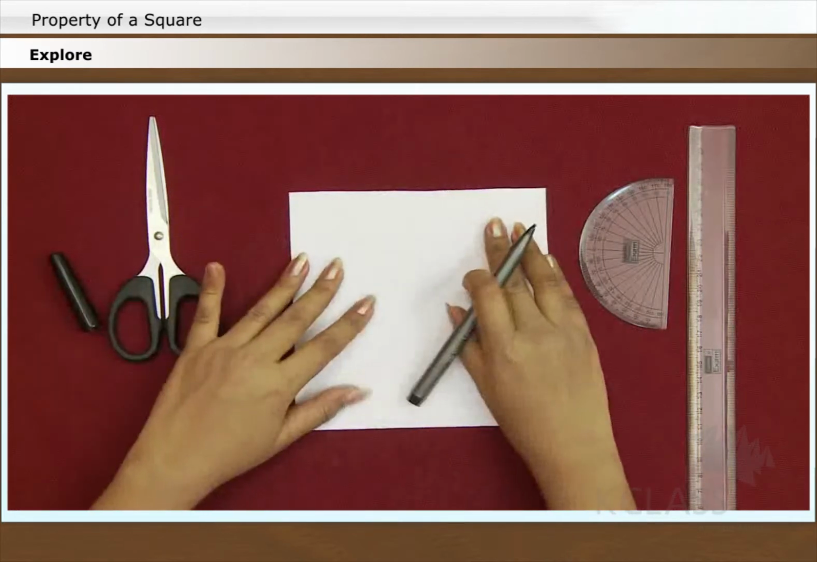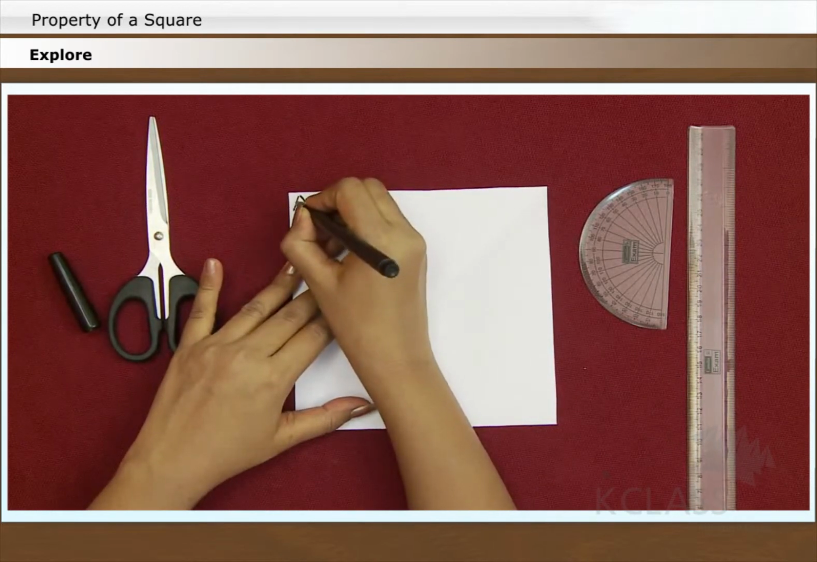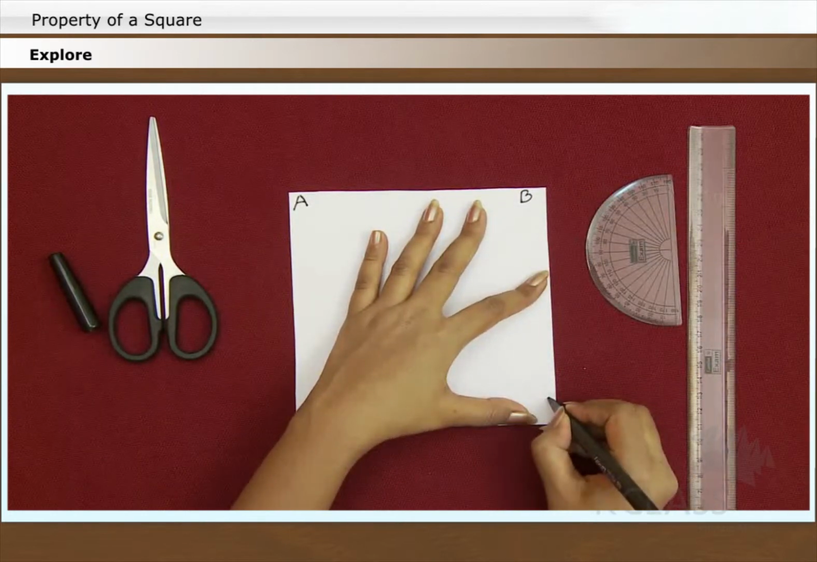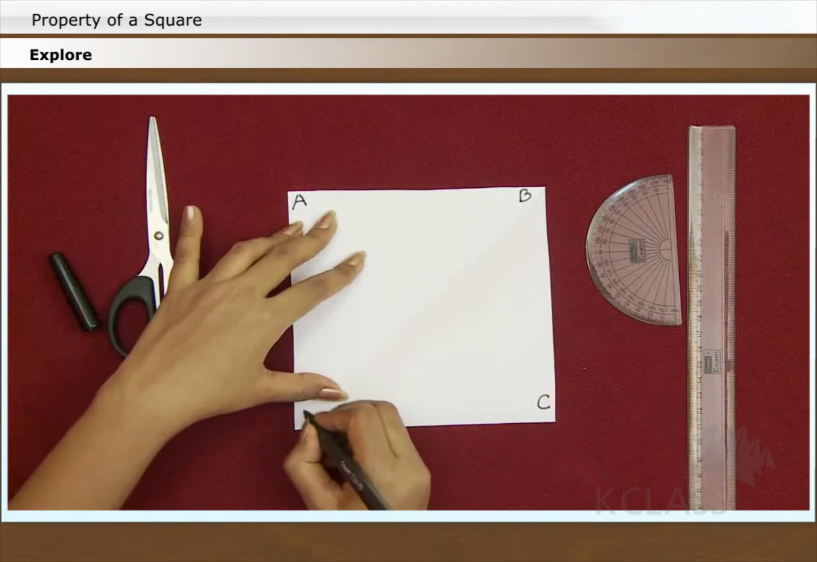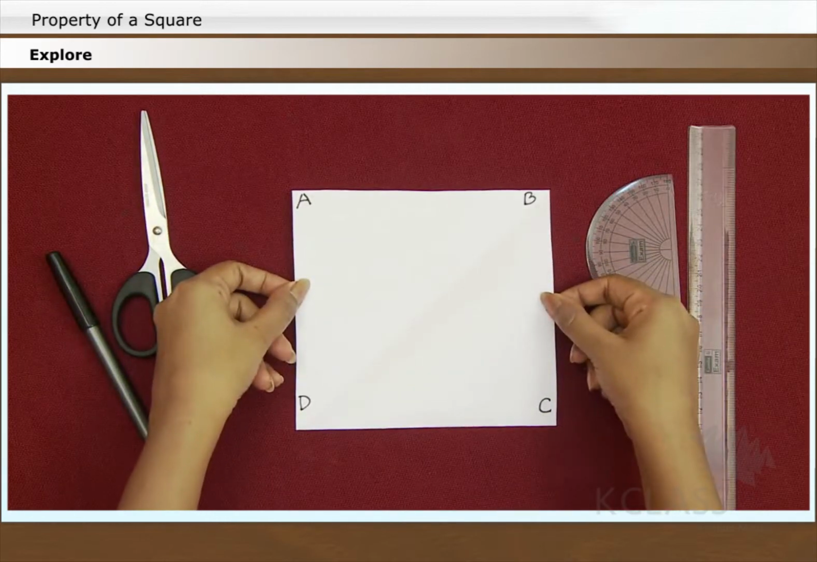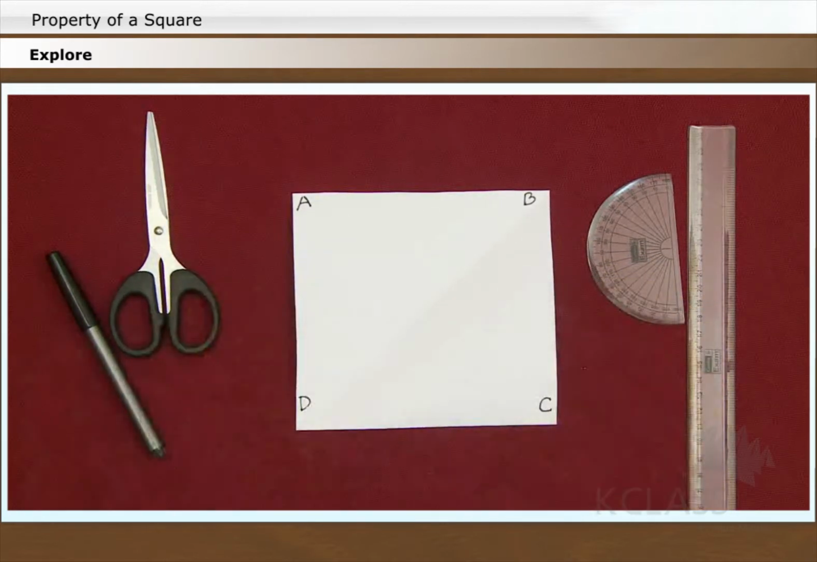Let us name this as A, B, C, D. Observe that the four sides are equal in length and each of the angles is 90 degrees. Thus, this quadrilateral A, B, C, D is a square.